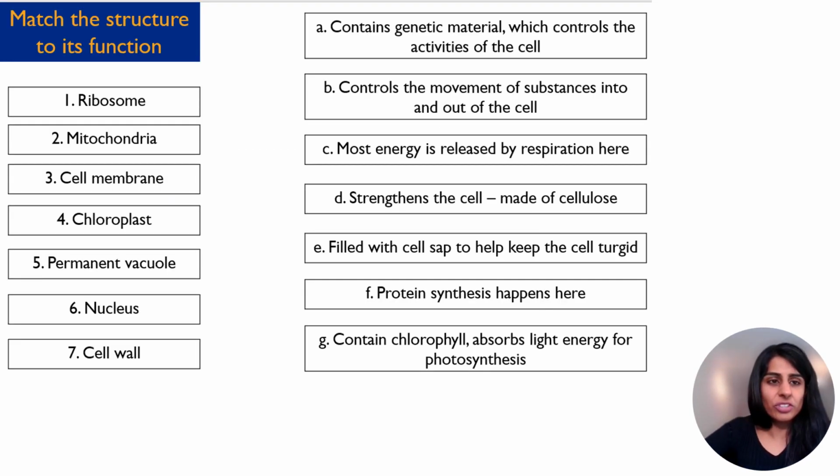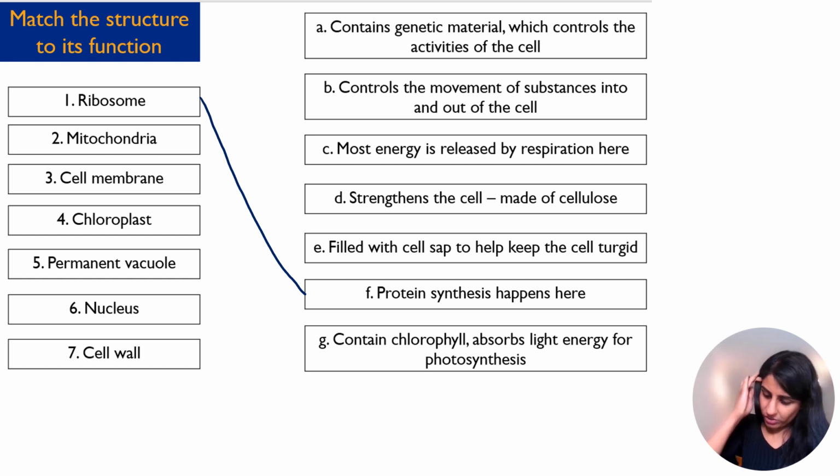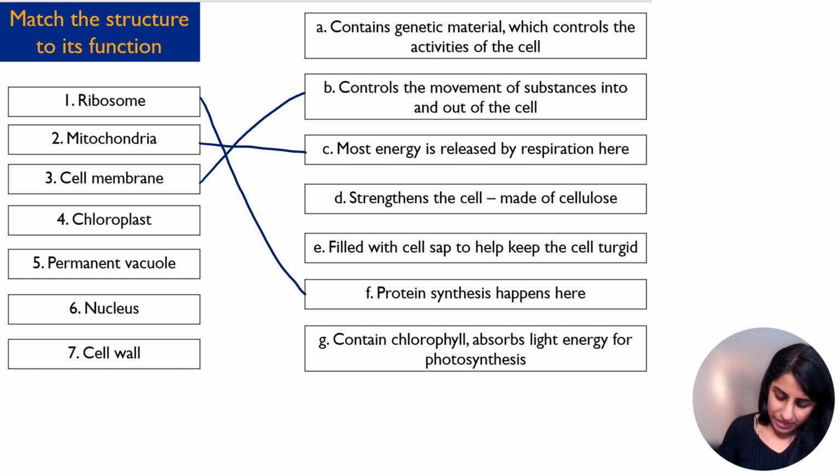Now, can you match the structure to its function? Pause to give it a go, and then play when you're ready to go through the answers. So if we look at the first one then, ribosomes are here where protein synthesis happens. So we can match that to F, 1 to F. Number 2, mitochondria, most energy is released by respiration here, so 2C. 3, cell membrane, controls the movement of substances into and out of the cell, so 3 match to B.